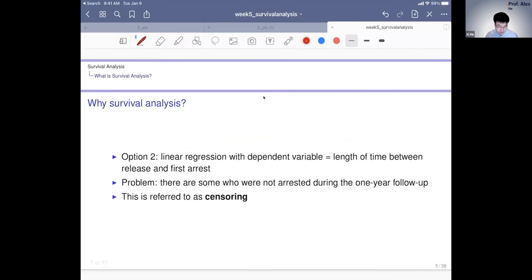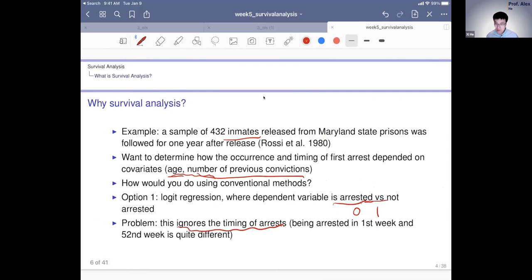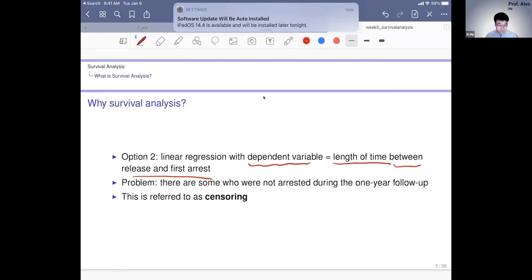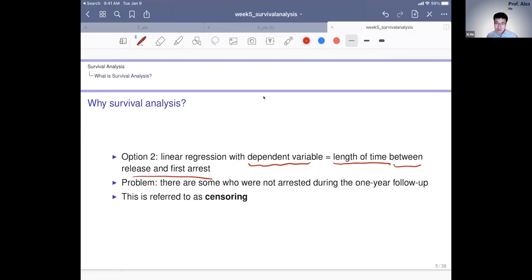Then there's this option: you take the dependent variable to be the time between their release and their first arrest. And that addresses this problem, because in this case the dependent variable equals 1 or 52, so they're actually different. But then there is another problem, and that's called censoring. The problem is that there are some people who are just never arrested for the time period that you're looking at. For example, we follow all of these people for 1 year or 2 years, and during that time they don't commit a crime, but that doesn't mean they will never commit a crime, right?